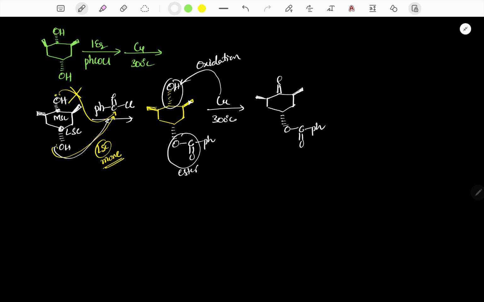So for oxidation of secondary alcohol, we can use copper, PCC, PDC, Oppenauer oxidation, Jones reagent, and CrO3 in anhydrous medium. So we can use any one of these reagents to oxidize secondary alcohol to ketone. Now in this process, the ester should not be affected.